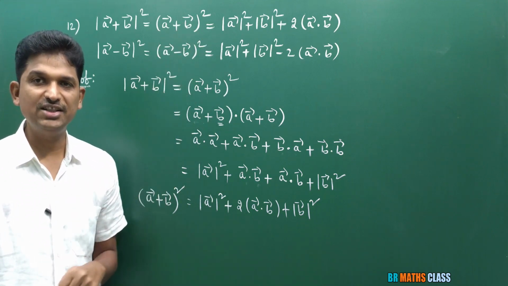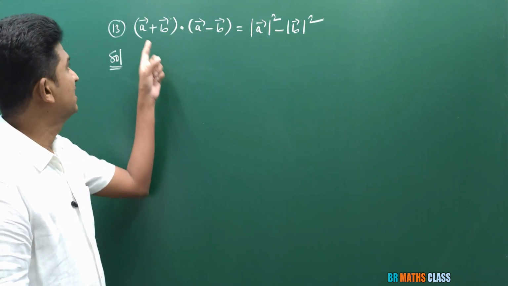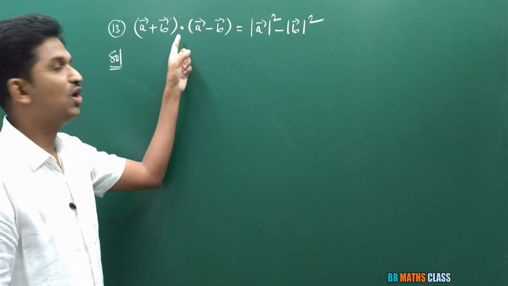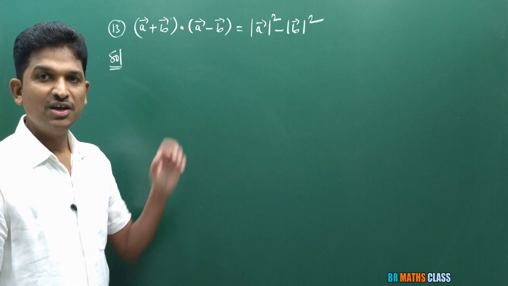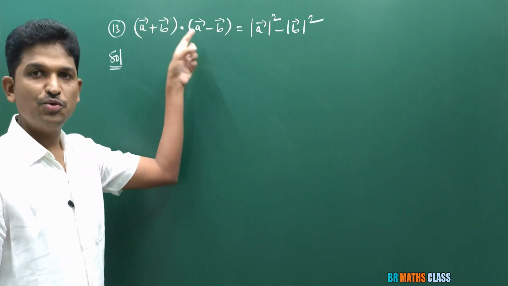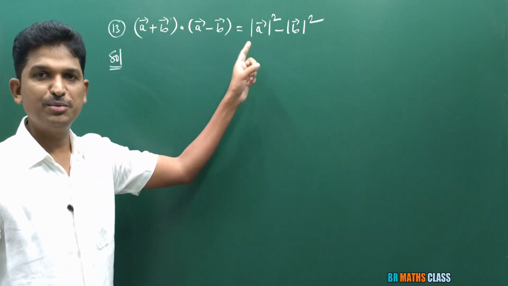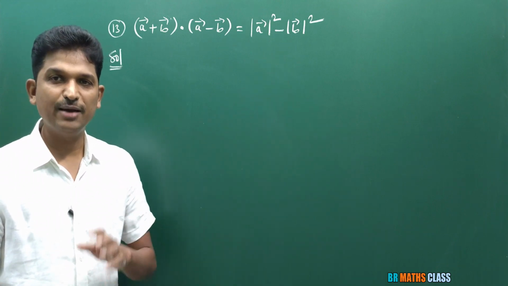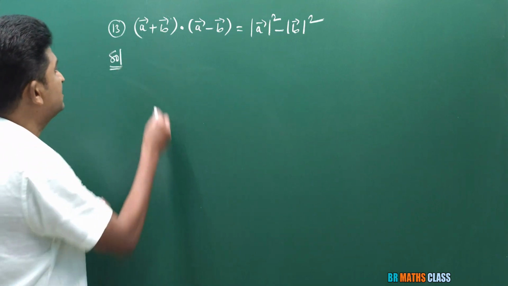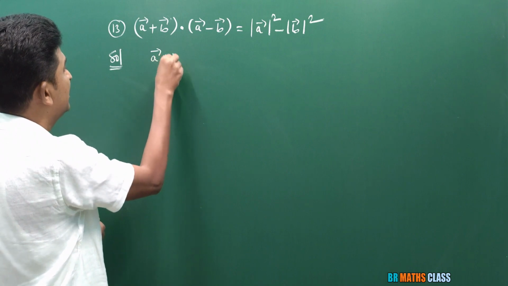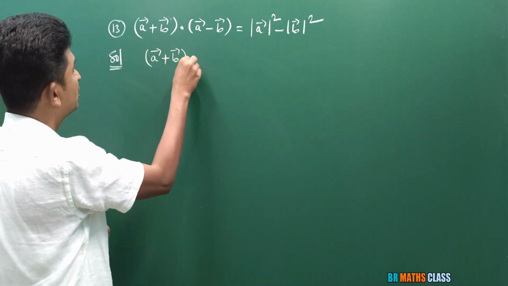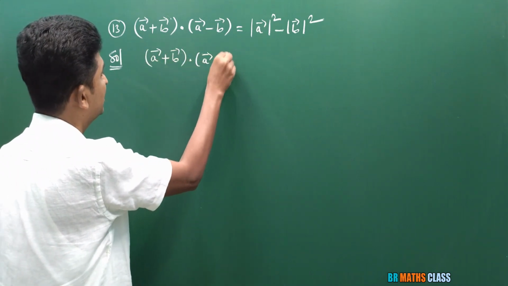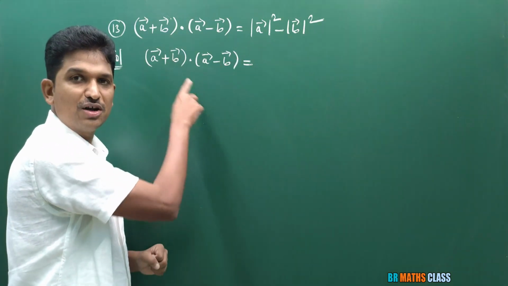Now we will move to the 13th formula. What is this 13th result? A bar plus b bar dot a bar minus b bar. Whenever you see the dot product of these two vectors, directly we will write magnitude of a bar square minus magnitude of b bar square. I am going to prove this result now. First, consider the left hand side, a bar plus b bar dot a bar minus b bar. Do the dot product of these two things.